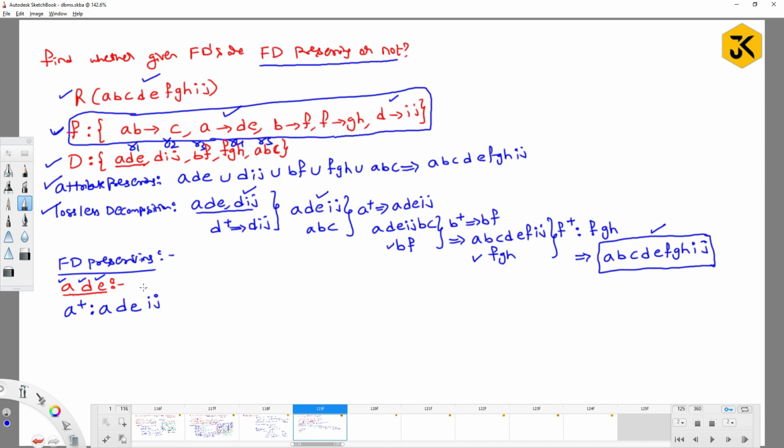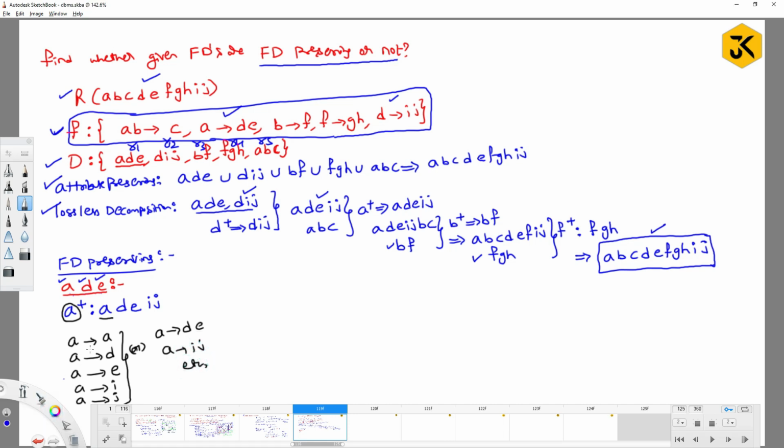Guys, if you observe here, the meaning of this is: from the attribute A, I can determine A, or I can determine D, or I can determine AE, or I can determine AI, or I can determine AJ, or it can be other combinations also, like ADE, AIJ, like that, right? You know all this meaning, right?